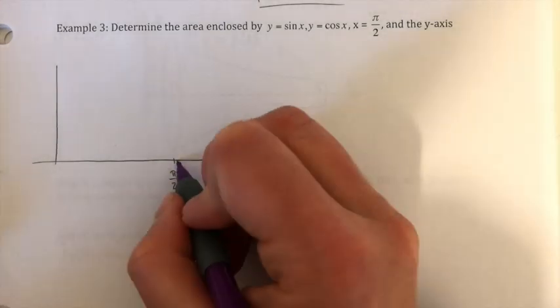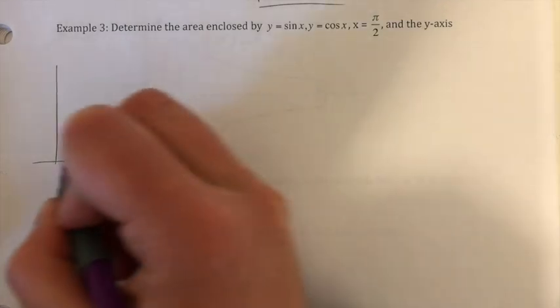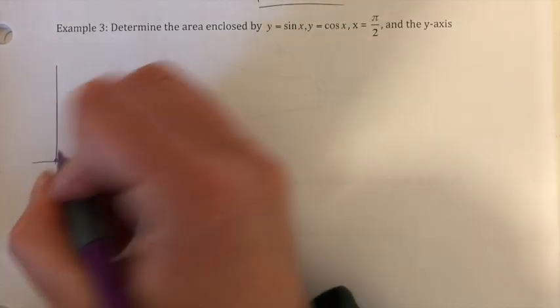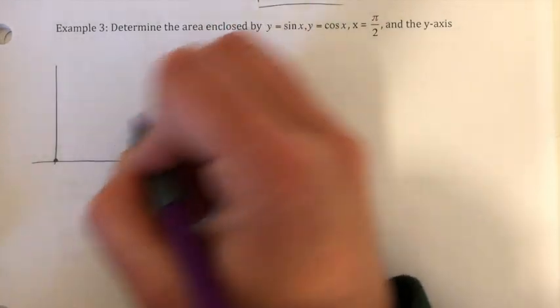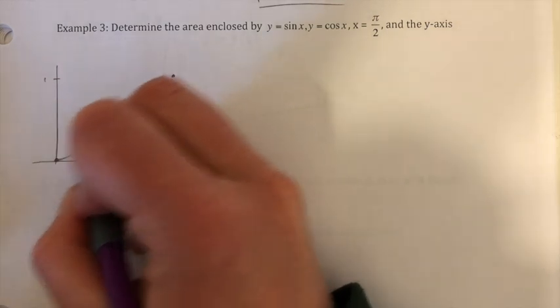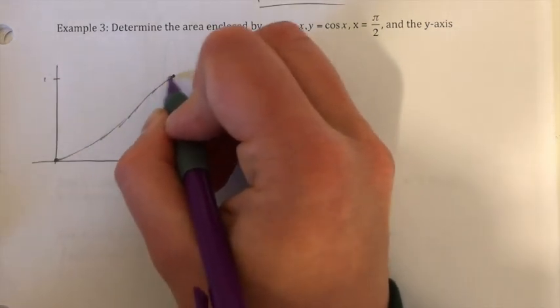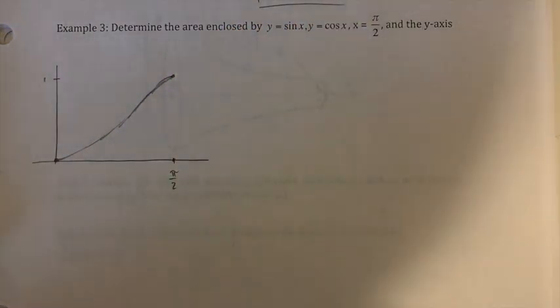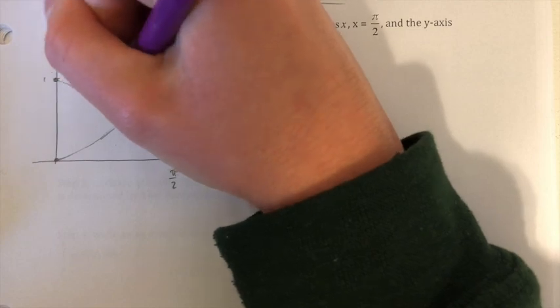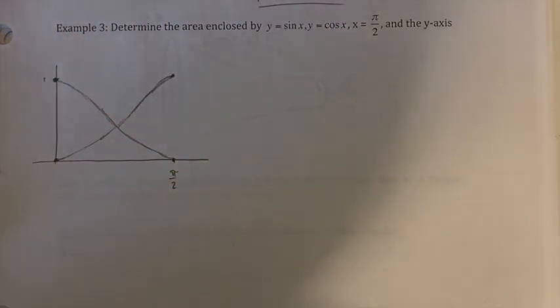Let's just do them one at a time. So y equals sine x at 0 is going to be 0. And then at pi over 2, that's where we're going to have our maximum. Sine of pi over 2 is 1. So then I can kind of draw in my wave like that. Cos is going to be 1 at 0, and then at pi over 2 it's going to be its minimum. So then we can kind of draw in a wave like that.